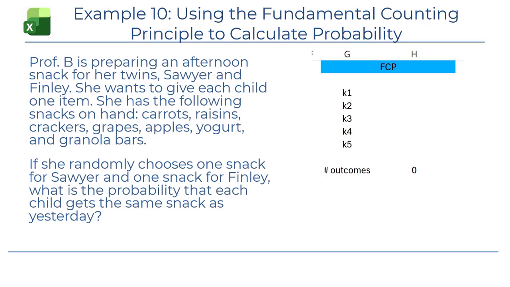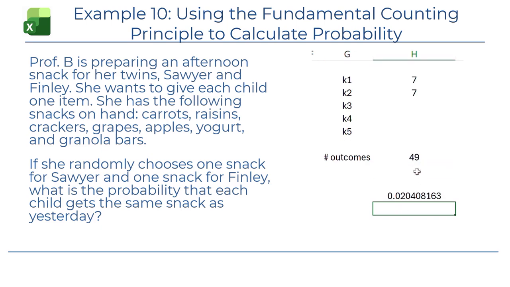So first, let's talk about the number of different ways that I could distribute the snacks to my twins. There are 7 options: carrots, raisins, crackers, grapes, apples, yogurt, and granola bars. So there's 7 for Sawyer, and there's also 7 for Finley. So there are 49 total outcomes. That is not a probability. Remember, probabilities are always between 0 and 1. So the question, what's the probability that each child gets the same snack as yesterday? There's only one outcome where each child gets the same snack. So it is 1 divided by the number of outcomes. So we have about a 2% chance of that happening.